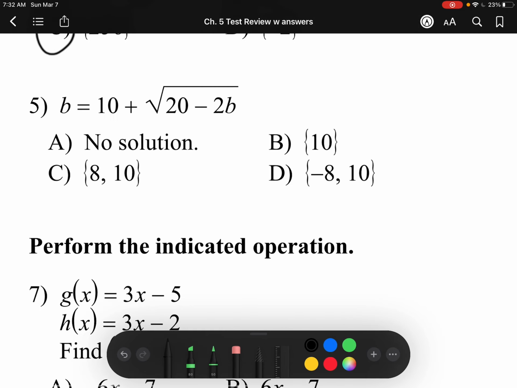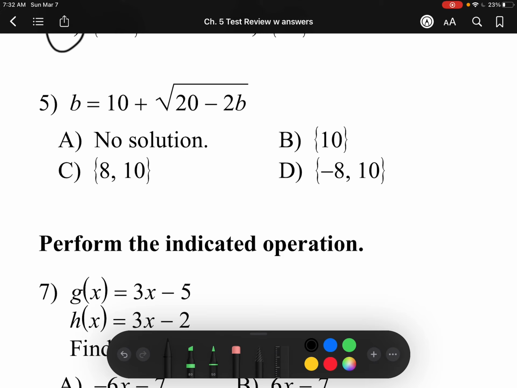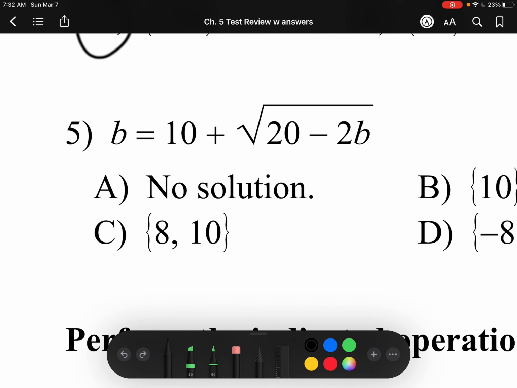All right, for number 5. So now we do have to actually do step 1, because remember, step 1 is to isolate the radical on one side of the equation. So my radical is here. It has this 10, right? So in order to get rid of this 10, I have to subtract 10 from both sides.